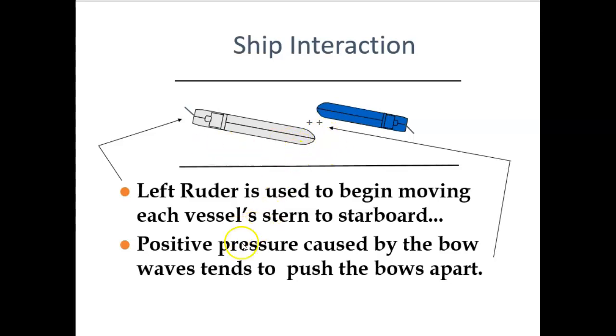And also notice that there's a positive pressure wave caused by the bow waves as they come together. There's positive pressure, and I'm just showing that as two positive plus signs, that there's a pressure wave between them. Now that helps to hold the vessels apart. So any motion of this, now both vessels having left rudder, it's going to translate mostly to the stern moving up here and the stern moving down here. The ships won't try to come together. They'll be held apart by this positive pressure wave.